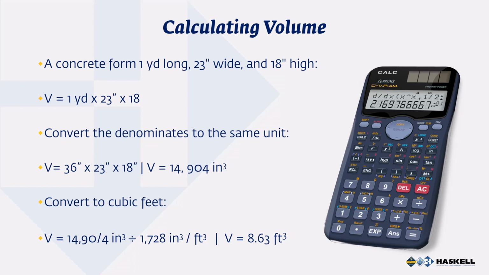The volume comes out to be 14,904 cubic inches. If we want to switch from cubic inches to cubic feet, just divide those cubic inches by 1728, and bam, you've got the volume in cubic feet. In this case, the volume comes out to be 8.63 cubic feet.